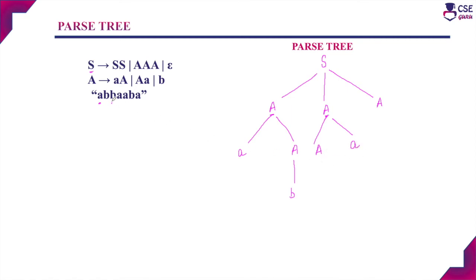So next we have to get B. So apply the production rule. A derives B. So next only one non-terminal is there and apply the production rule. And the next input we have to get is A. So this A we already got. So next we have to get A. So apply the production rule. A derives AA.